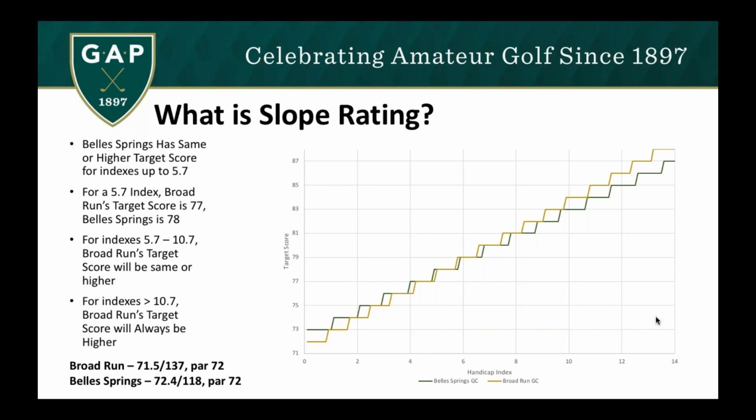Just to wrap up this slide with the chart, you probably can't see it very well, but the lines cross over at about 5.7, and they are pretty consistent between 5.7 and 10.7. That's where those players would have about the same expected score on both courses. For players above 10.7, the yellow line, Broad Run, is expected to have a higher score. And for players below 5.7, the green line at Bell Springs is where players are expected to have a little bit higher score.